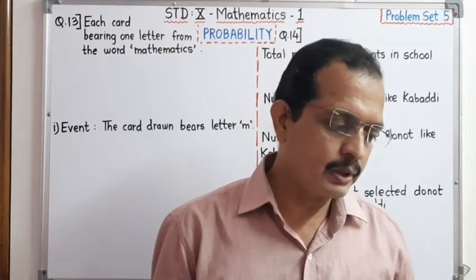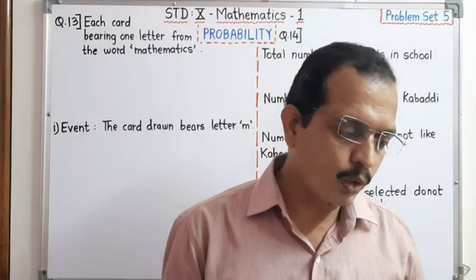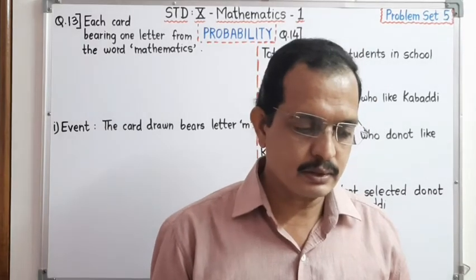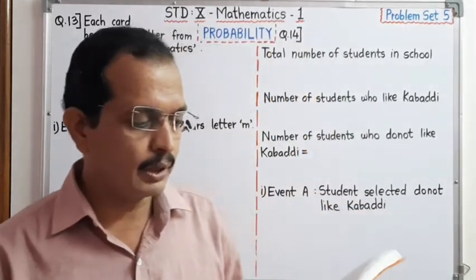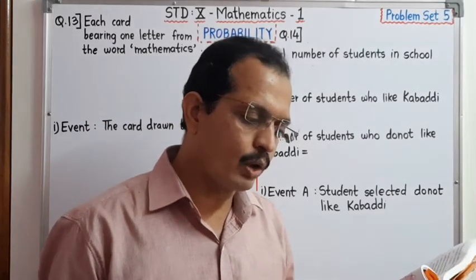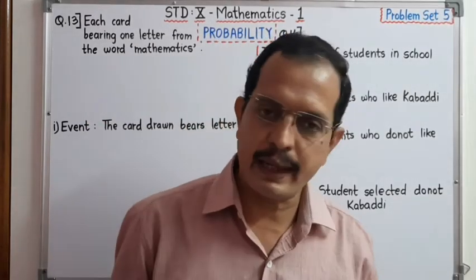Each card bears one letter from the word mathematics. The cards are placed on a table upside down. Find the probability that a card drawn bears the letter M.